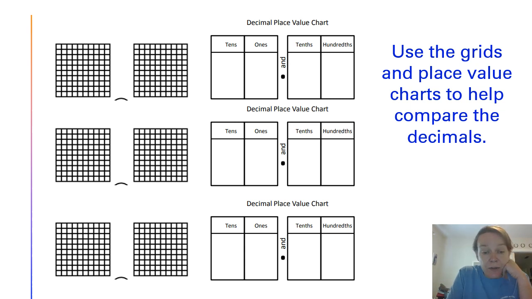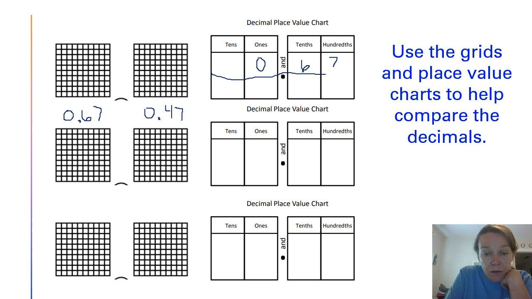So the first two decimals that we are going to compare are 0 and 67 hundredths and 0 and 47 hundredths. I'm going to place each one of these decimals into the place value chart. I have no wholes, 67 hundredths. I draw a line. I'm going to put the other decimal underneath of it.